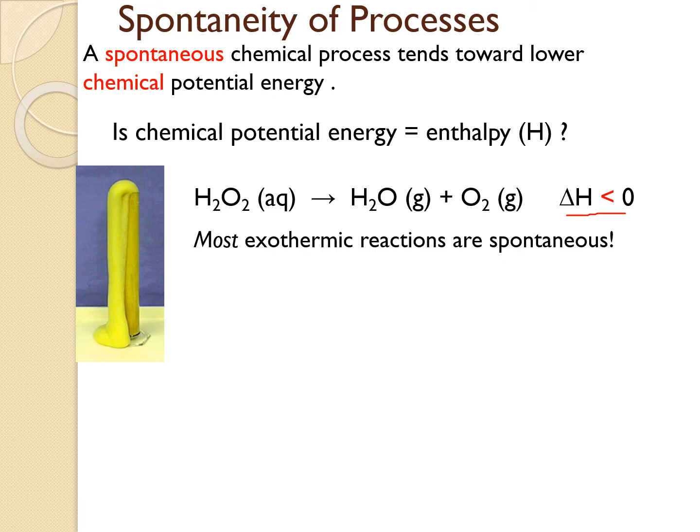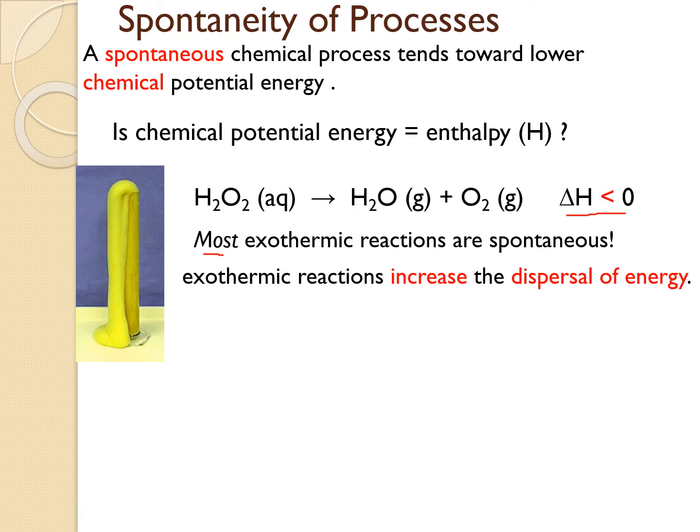And like this one, it turns out that most exothermic reactions are spontaneous. But notice it only says most exothermic reactions, not all exothermic reactions. The reason most exothermic reactions are spontaneous is that because they release energy in the form of heat, as an exothermic reaction proceeds, it leads to an increase in the dispersal, or the spreading out, of energy in the form of heat. An exothermic reaction releases energy as heat into the surroundings, and that energy can then spread out over the space of the surroundings.